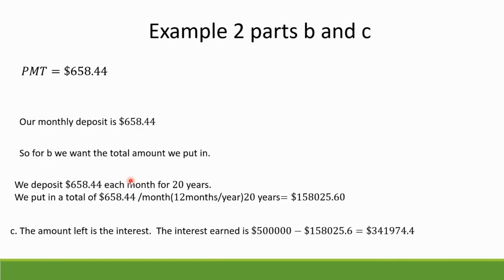Well, it's just like before. You multiply. We have this times 12 months per year, because again, this is a monthly deposit. We're doing this for 20 years, so we want to go from months to years. How do we do that? We have to multiply by 12 months per year. So we have this times 12 months per year, times 20 years. And we end up with this. So we end up putting in a total of this.